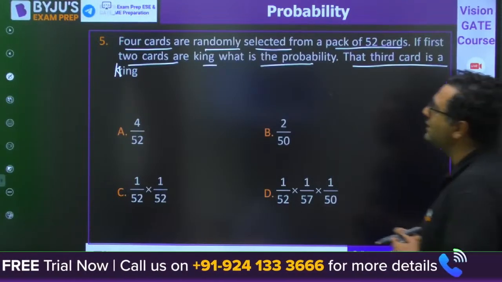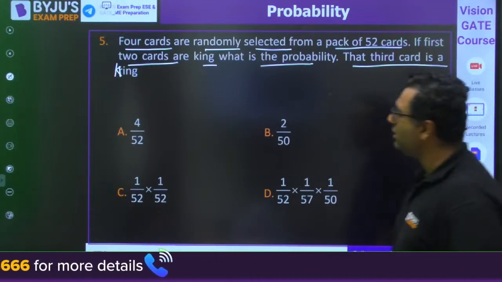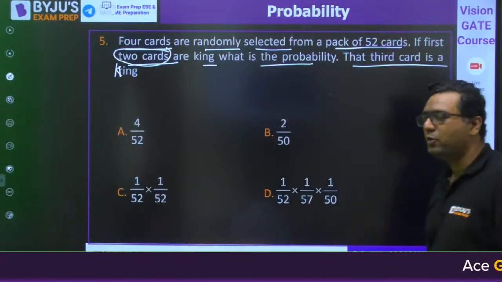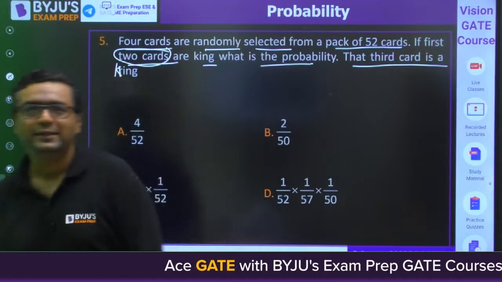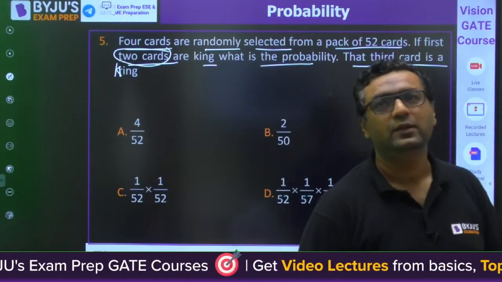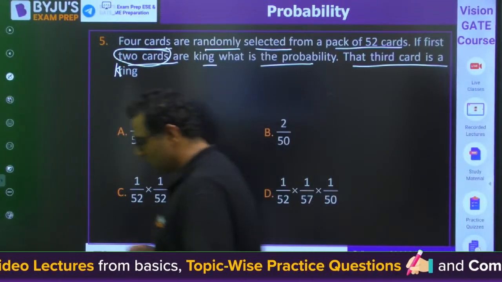Yes, 4 cards are drawn randomly. They have given the confirmation that first 2 cards are king. What is the probability that third is also a king? This type of question I also explained last weekend. Solve it, give the answer, and do like the session, guys.